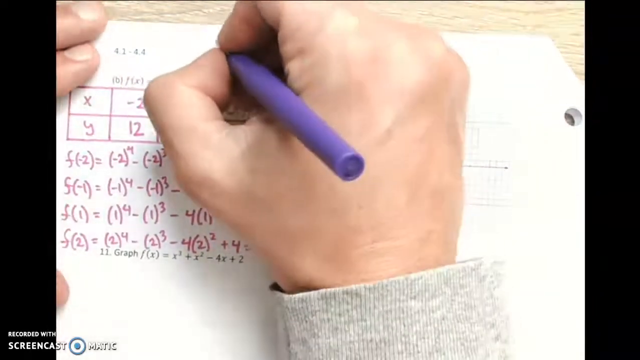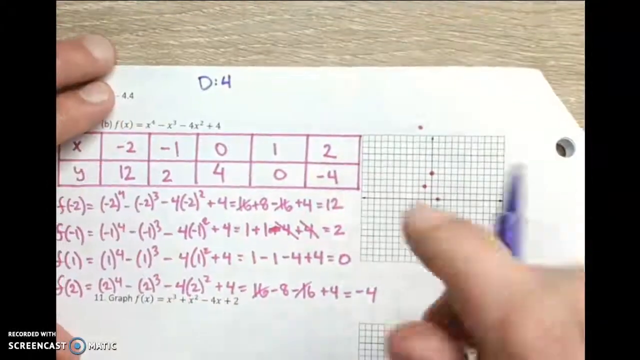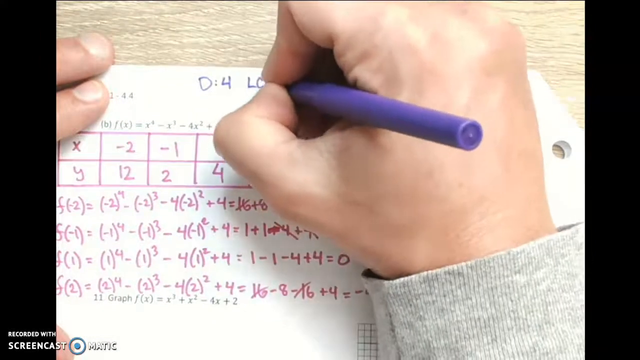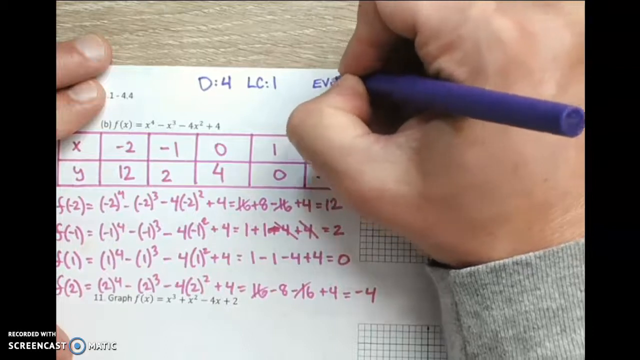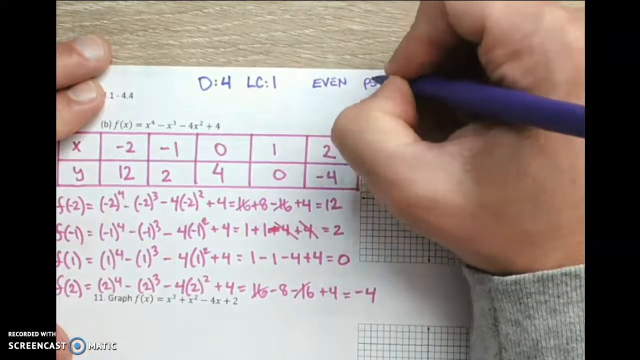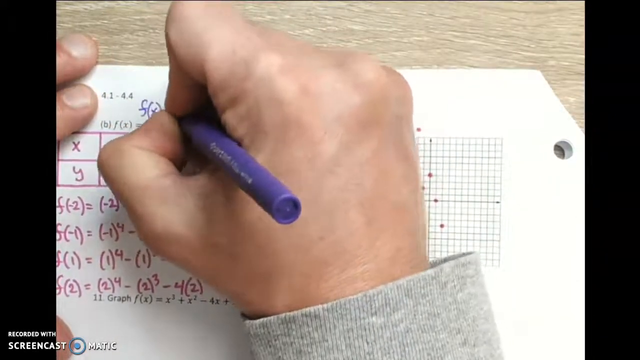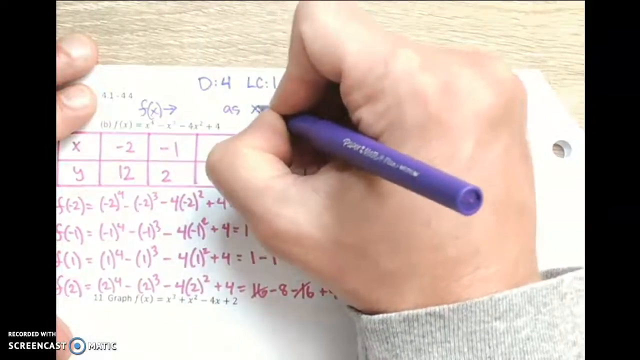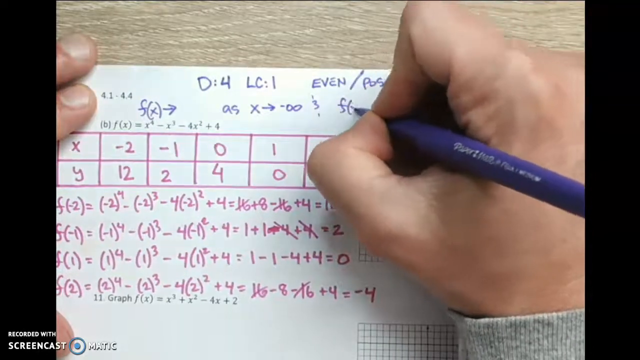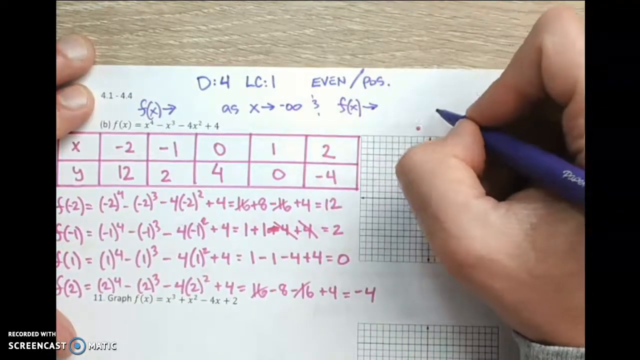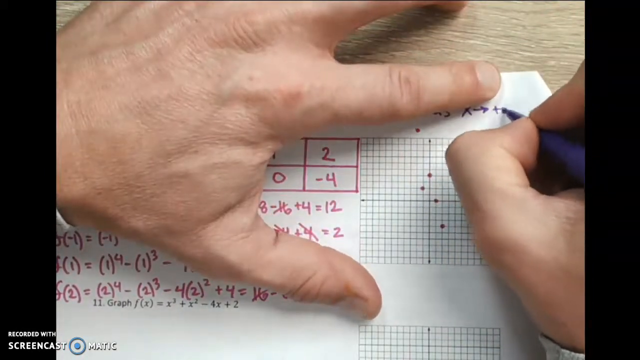Now I'm going to look at my degree, and that is 4. Just going to do it on top here. My lead coefficient is 1, which tells me what? Even, positive. Alright, so now I have f of x approaches blank as x approaches negative infinity or the left. And f of x approaches blank as x approaches positive infinity or the right.